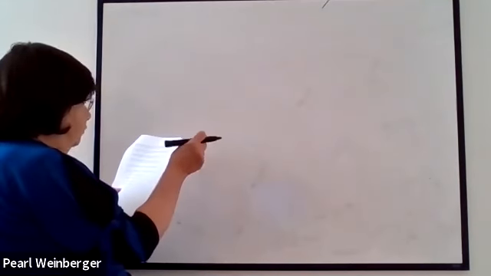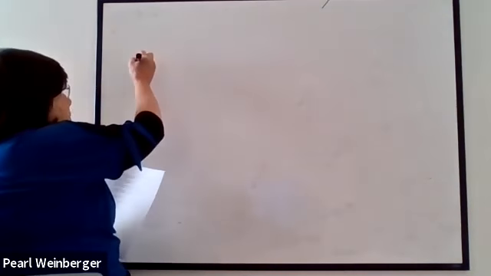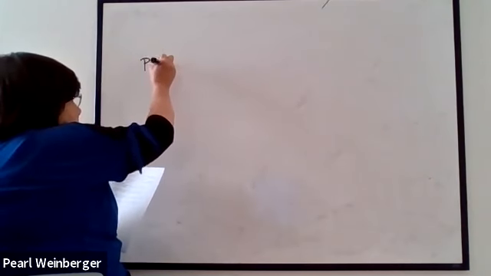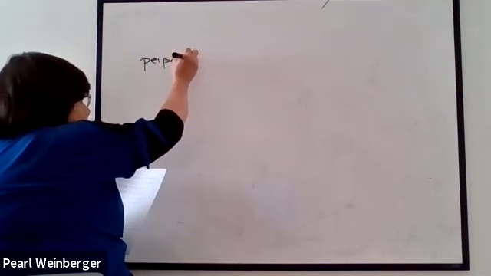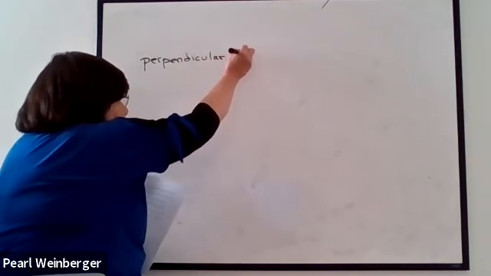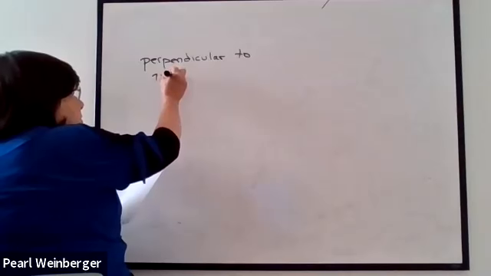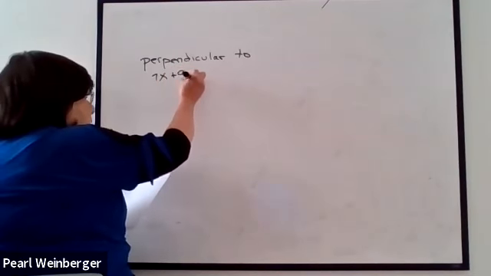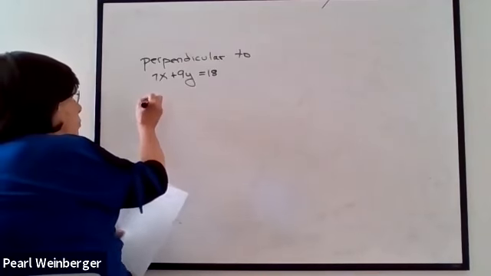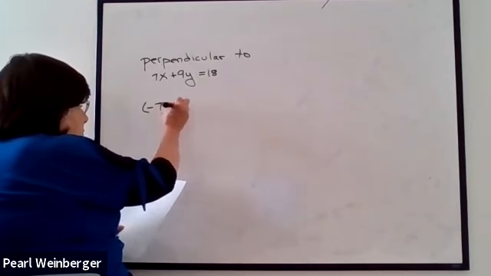Suppose I wanted to find the equation of a line that's going to be perpendicular to 7x plus 9y equals 18, and through the point negative 7, 0.